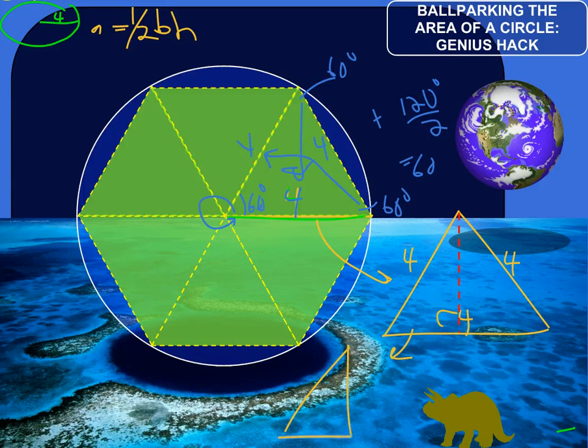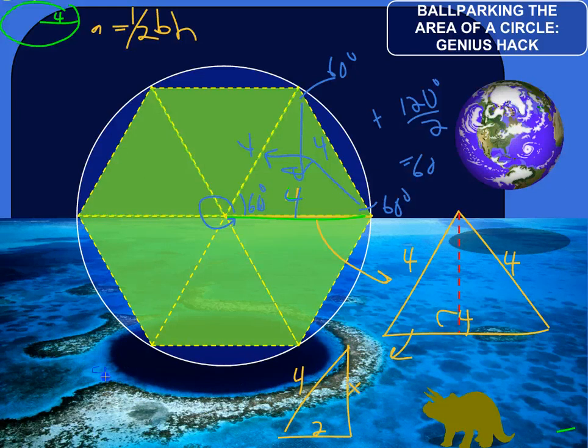Okay, so we know this hypotenuse is 4. This side here is half of 4 because I split this triangle into 2. So that is 2, it's half of 4. And this we don't know, so we'll call that x. Well, we just use the Pythagorean theorem. If we have a right triangle, we can always find a missing side with the Pythagorean theorem.